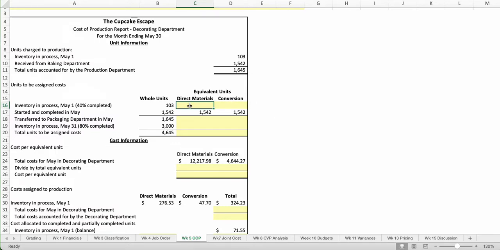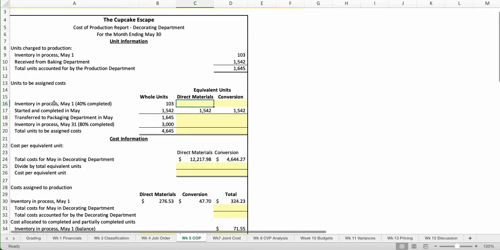So any direct materials for the beginning of the month would actually have been allocated to the month before. And so since this is May 1st, then all of those direct material costs would have been allocated in the April cost of production report. So I'm going to put a 0 here.